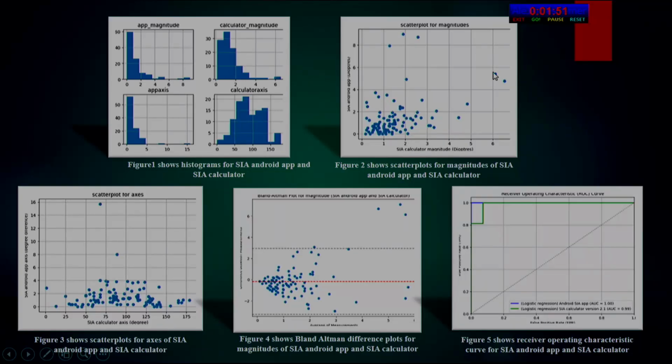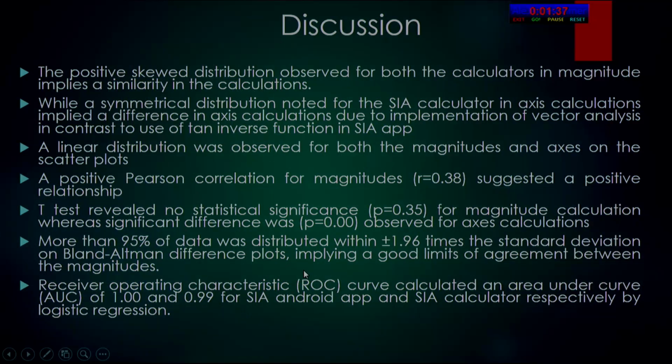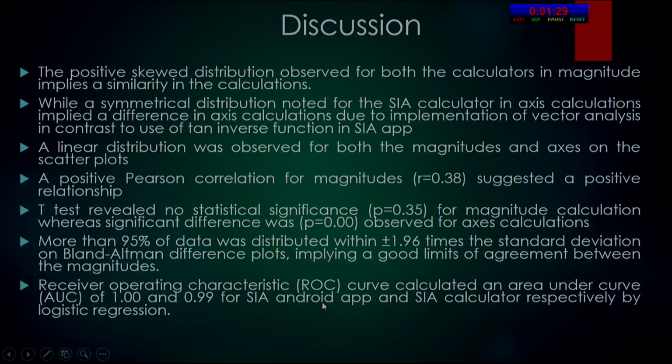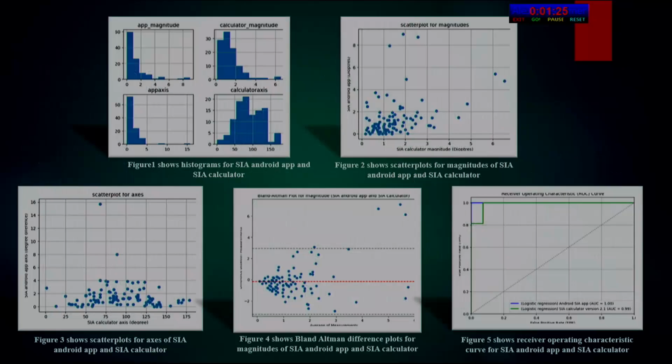These all are outliers, and in the Bland-Altman difference plot we can see more than 95% of the data lies within 1.96 times the standard deviation. It implies good limits of agreement between the magnitudes, and the receiver operating characteristic curve shows an area under curve of 1 and 0.99 for our app and for the SIA calculator respectively by logistic regression.